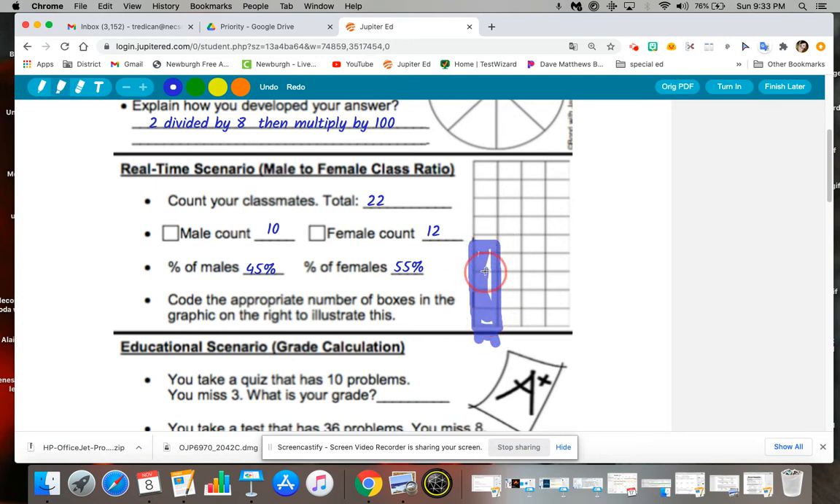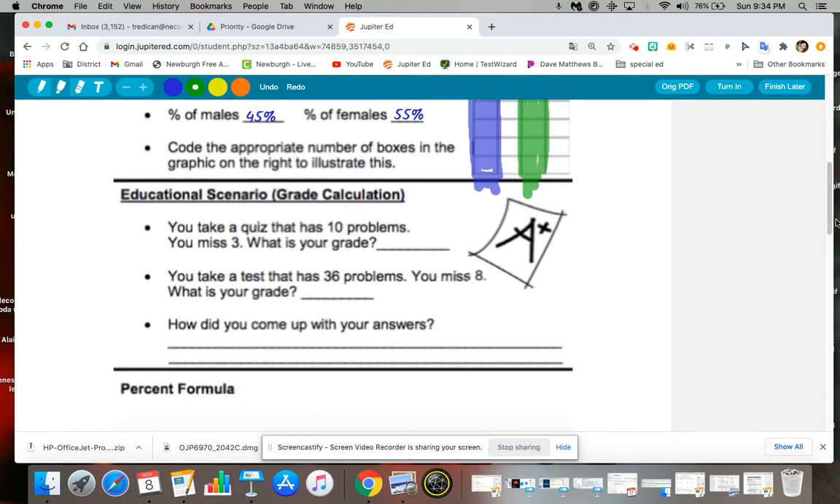Okay. And I'll get a different color up here. And we'll do females here. And they have 55. So 10, 20, 30, 40, 50 and a half. 55. Okay. And you can turn those percentages obviously here into a ratio or a bar chart. Okay. Let's look at another scenario.